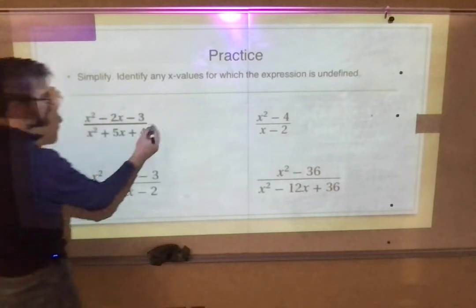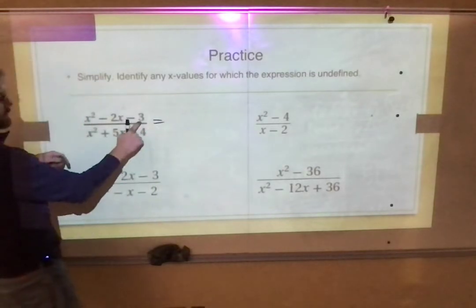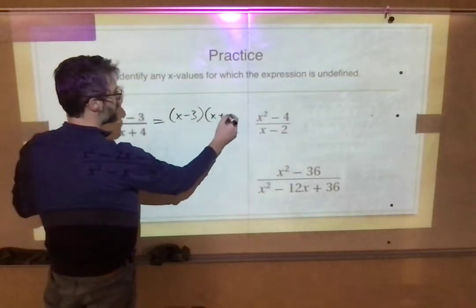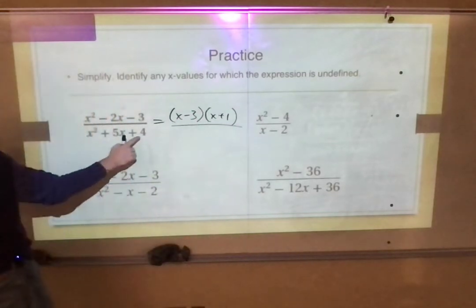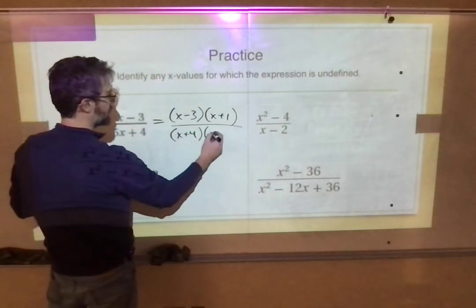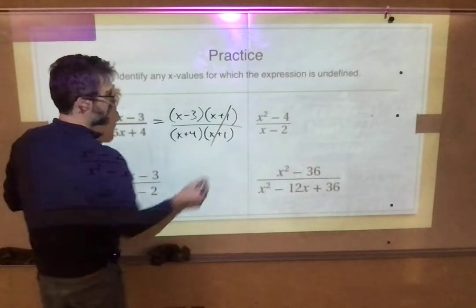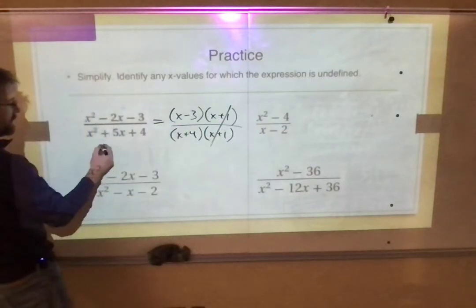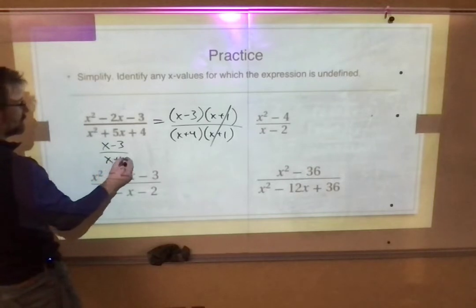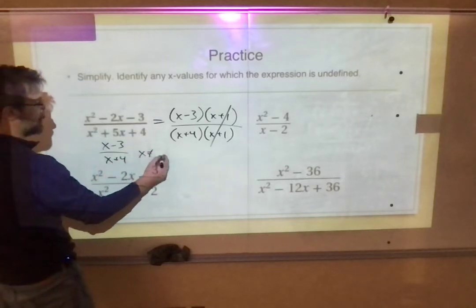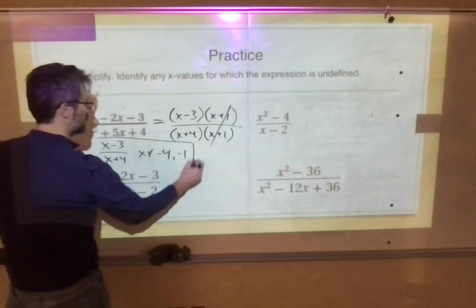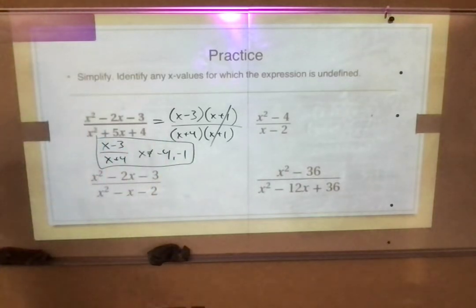All right, so this first one multiplies to -3, adds to -2. That's -3 plus 1. Multiplies to 4, adds to 5. That is +4 plus 1. So the plus 1's cancel out. That means our answer is x minus 3 over x plus 4, and our domain restrictions are -4 and -1, like that.